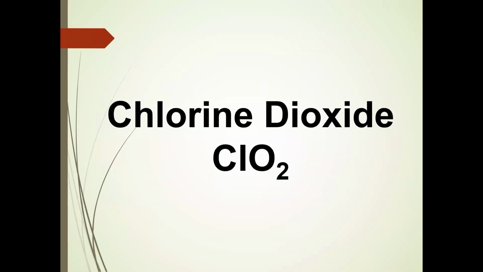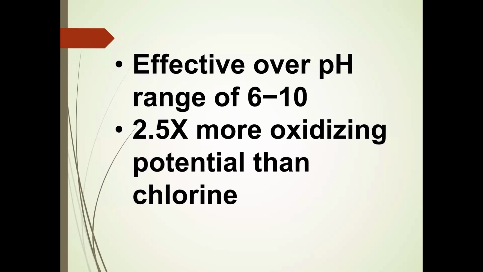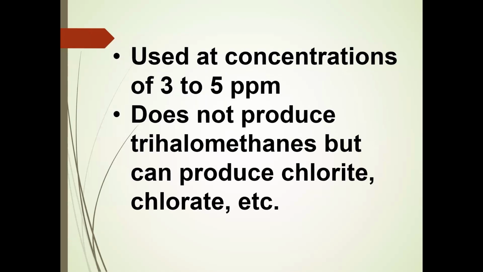Chlorine dioxide, or ClO2. Chlorine dioxide is effective over a pH range of 6 to 10, which is a much wider range than for active chlorine, and it has 2.5 times more oxidizing potential than active chlorine. It's used at concentrations of 3 to 5 parts per million, and though it does not produce trihalomethanes, it can produce compounds such as chlorite, chlorate, etc.